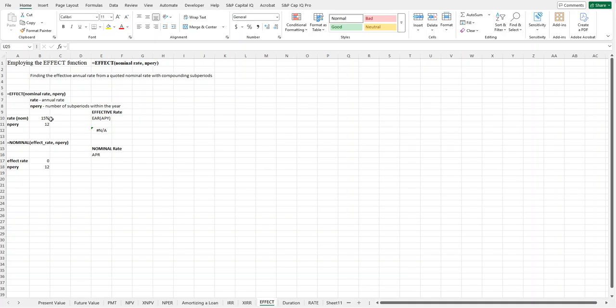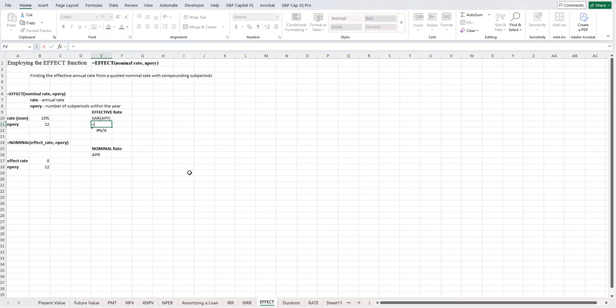So let's say you have a credit card, and that credit card is stating that it costs 15% interest annually. Well, we know that credit cards compound their interest monthly. So this is the APR, what they're telling you they're charging you. But let's find out what they're actually charging you when compounding is taken into account.